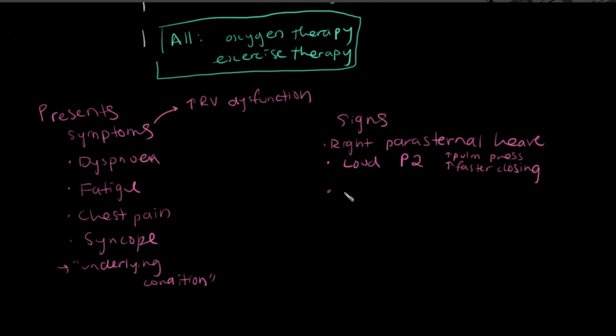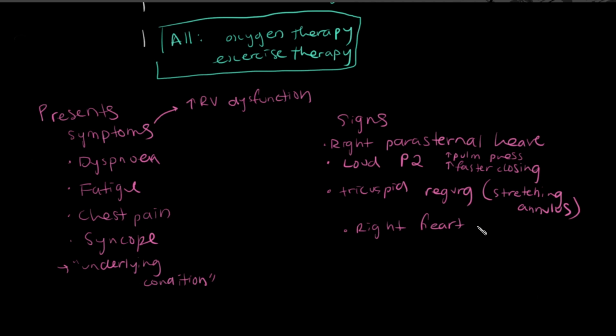And lastly, you can have tricuspid regurgitation. And the tricuspid regurgitation is due to right-sided remodeling and stretching, from the hypertrophy of the right ventricle, stretching, and then eventual dysfunction of it, stretching of the annulus. And of course, lastly, signs of right heart failure.